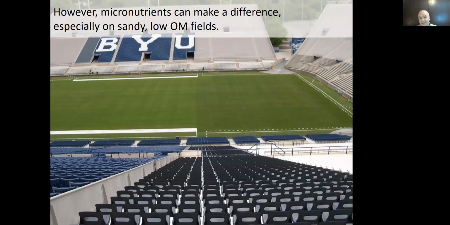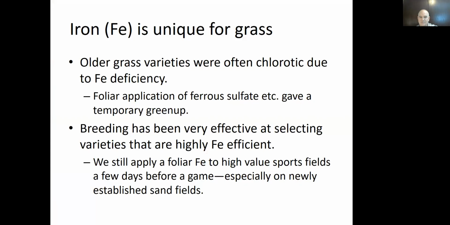Now, I say that, and here's an example of an exception. This field is made out of sand. It had very low organic matter. And on the right here, you can see where we applied the micronutrient. We see a nice green up on this sandy, low organic matter field, and that green up came from the micronutrients. Most of the time, we don't get much of a response, but especially in sandy, low organic matter soils, when we do the soil tests, it shows the micronutrients are low, and we needed them. So that's why we put them on. It's based on soil tests.